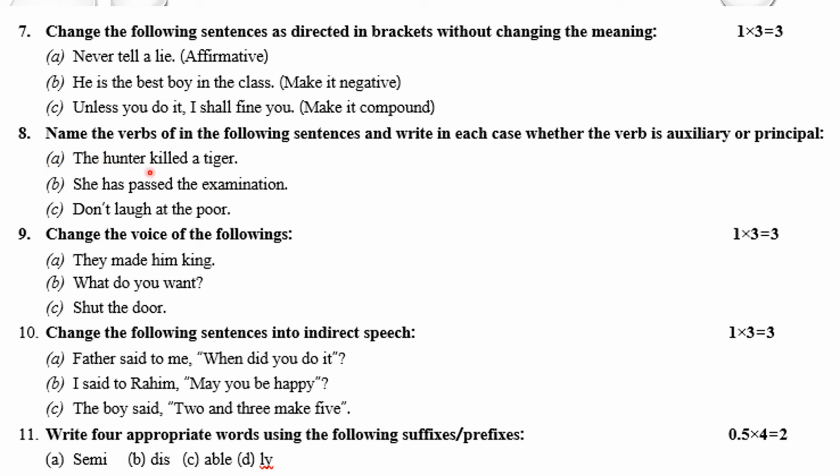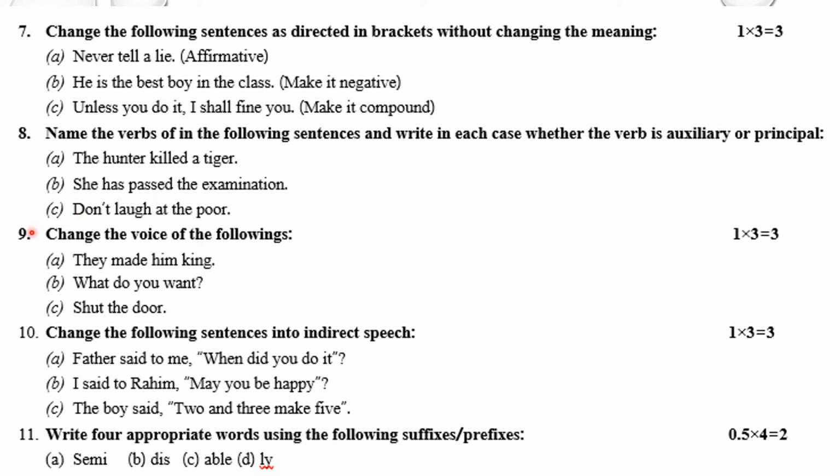The hunter killed a tiger. Here, kill. What type of verb? Here, kill is a principal verb. She has passed the examination. Here, has passed. There are two verbs. Has is an auxiliary verb and passed is a principal verb.